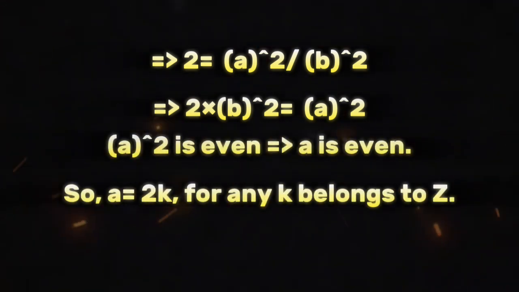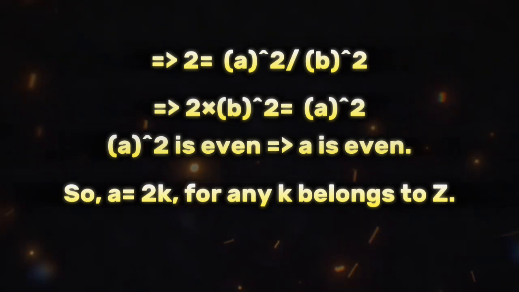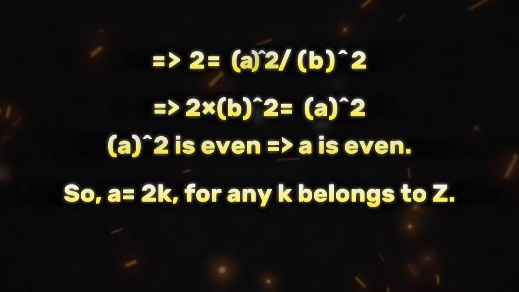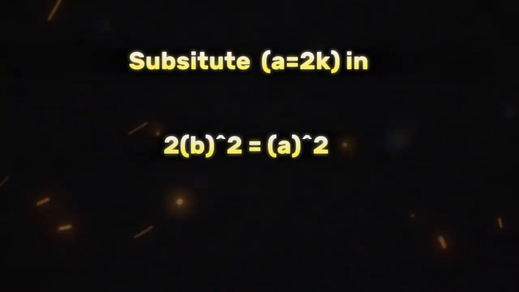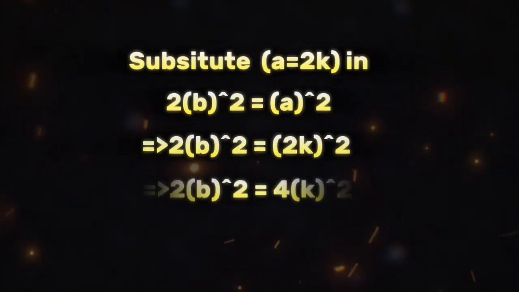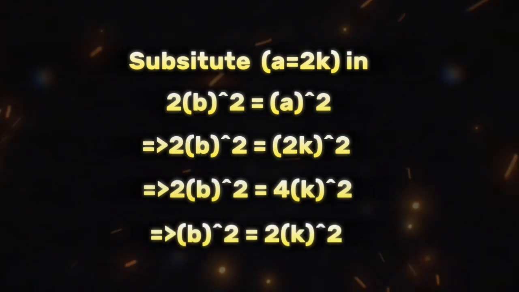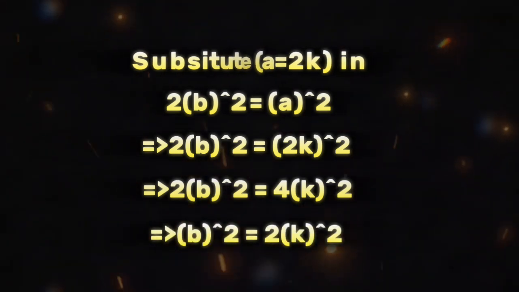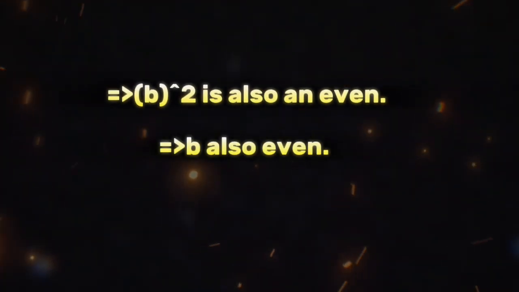If a square is even, then a is also even, so a equals 2k, for any k belonging to the set of integers. Substitute a equals 2k back into the equation 2b square equals a square. This implies 2b square equals 2k whole square, which implies b square equals 2k square. This gives that b square is also an even number. Therefore, b must also be even.